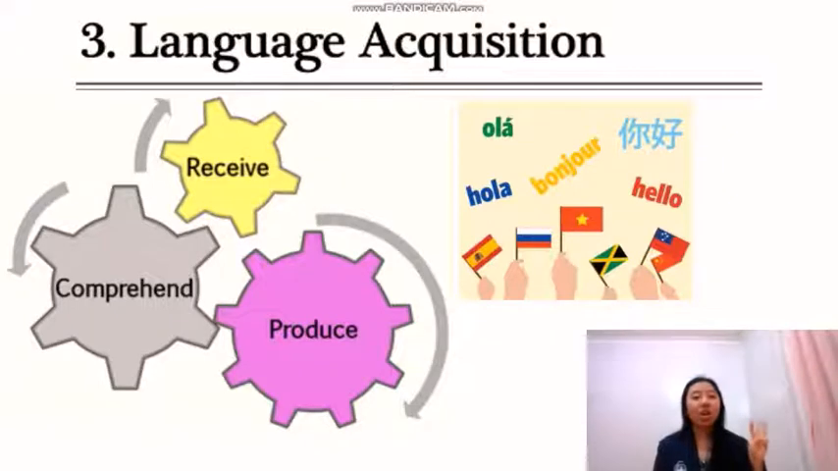The third and last one is language acquisition. Language acquisition is the process by which humans acquire a language, including to receive, to comprehend, and to produce. So we can say that language acquisition is the ability to communicate in a language, such as English, Mandarin, Indonesian, French, and so on.